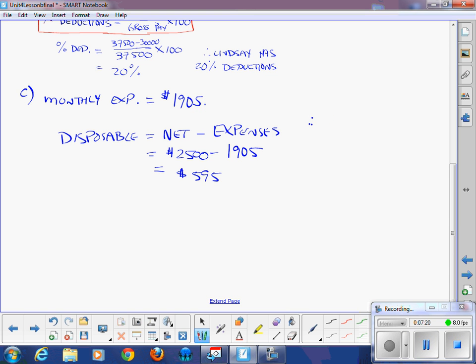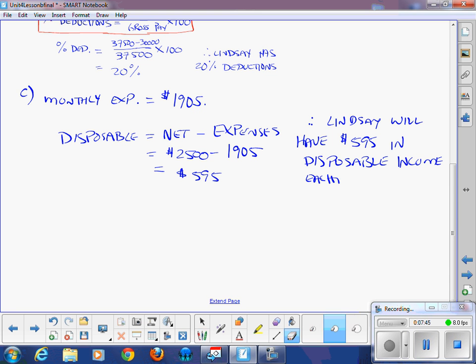Okay, so therefore, Lindsay will have each month almost $600 in disposable income, meaning that she can go out and buy $600 in clothes, or she can go and buy jewelry. It's really up to her, but that money is hers to spend how she wants. She can invest it because everything else has been taken care of. All right? And that's what you're really concerned with when you're making your budget, is that disposable income.